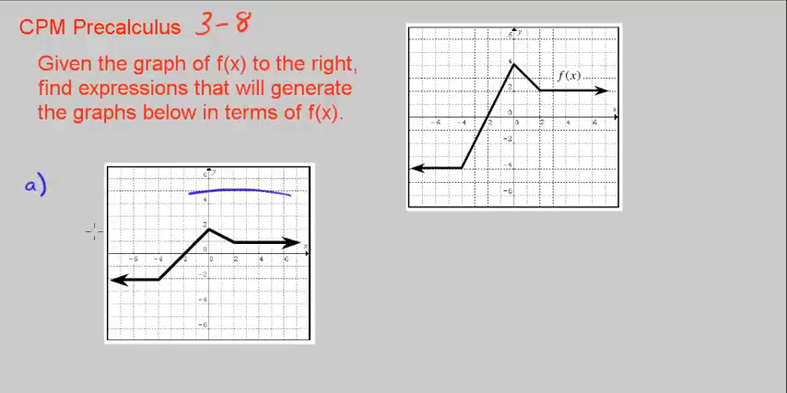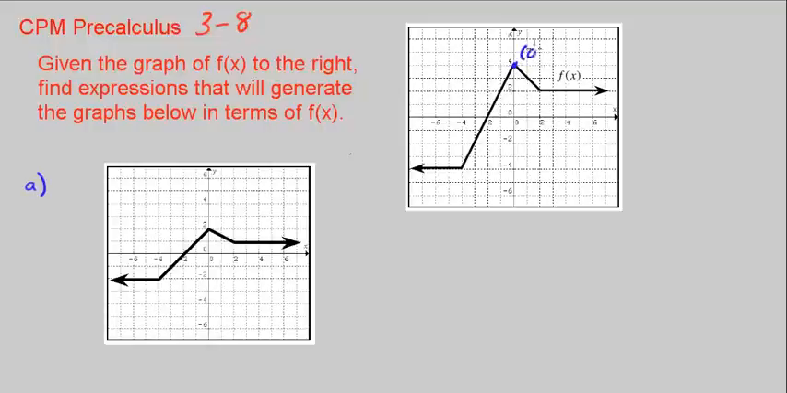So part A, we have this graph right here. We have to look at the original f of x and see how it became the new graph. What transformation took place? So you have to put on your thinking cap and just analyze the graph. We start with this point right here. You can label certain points.